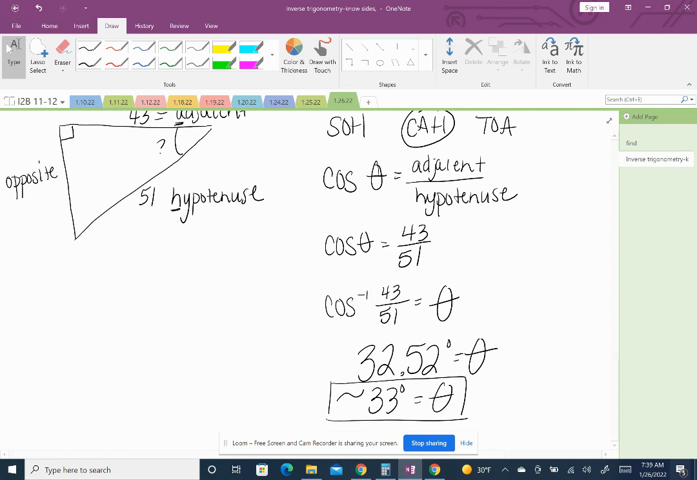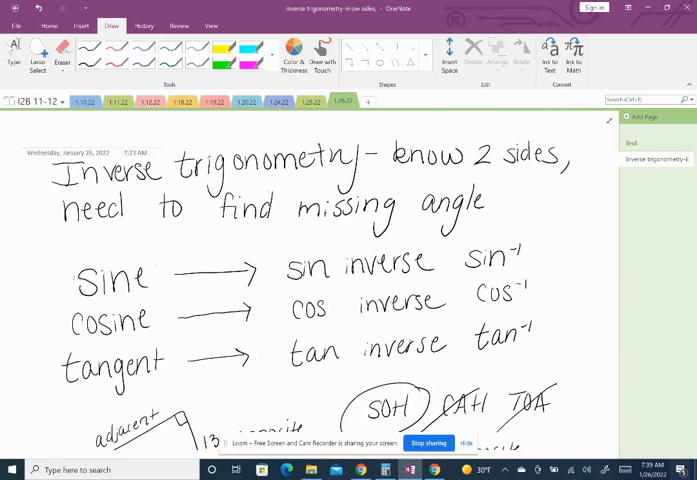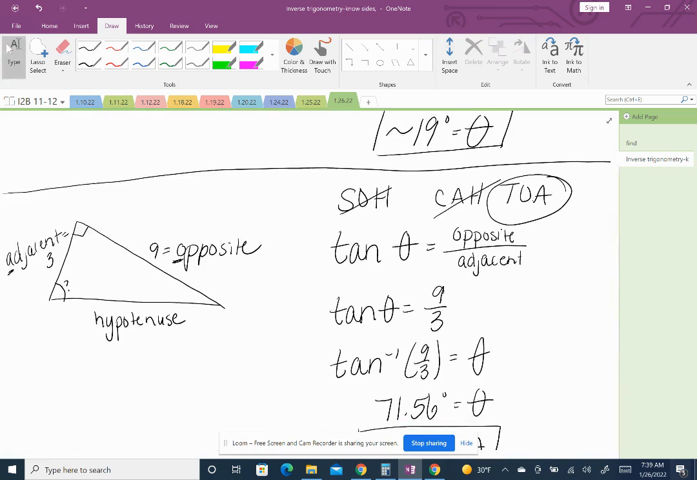So essentially before we either had a missing side, and so now we can actually use our trigonometry to find a missing angle measurement.